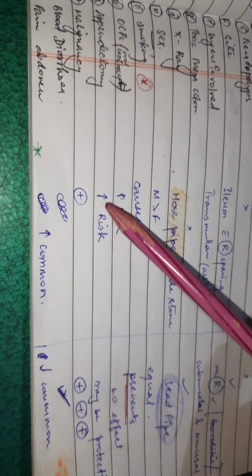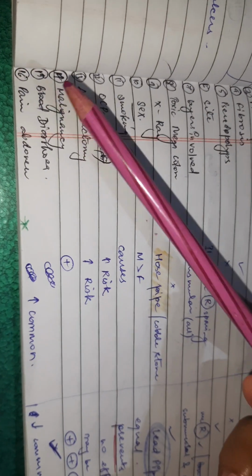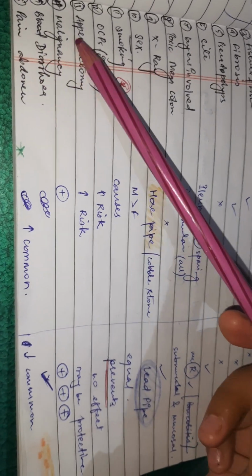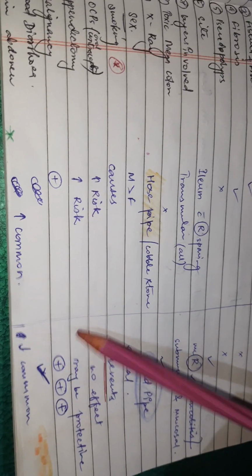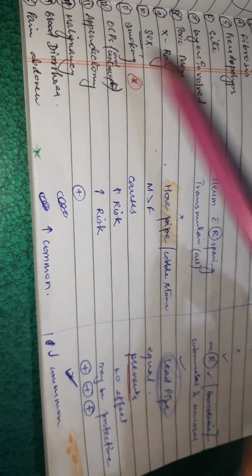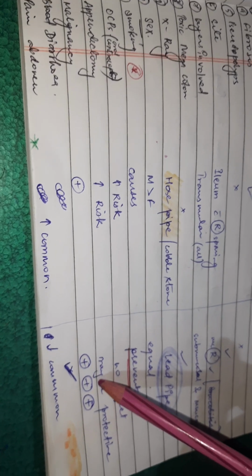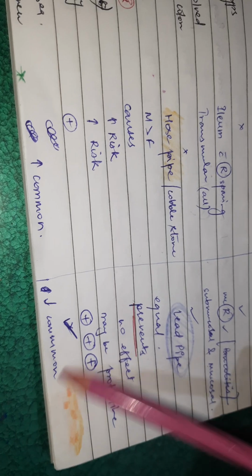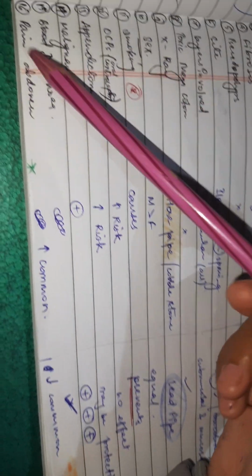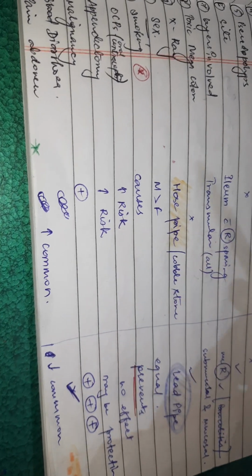OCPs, oral contraceptives: increased risk in Crohn's, no effect here. Appendectomy: increased risk in Crohn's, maybe protective here. Every bad thing is protecting against ulcerative colitis. Malignancy is more common in ulcerative colitis. Blood disorders: no effect here, present here. So in stools, bloody stool may occur. Abdominal pain is more common in Crohn's, less common here. Okay, that's it. We are done with GIT medicine.